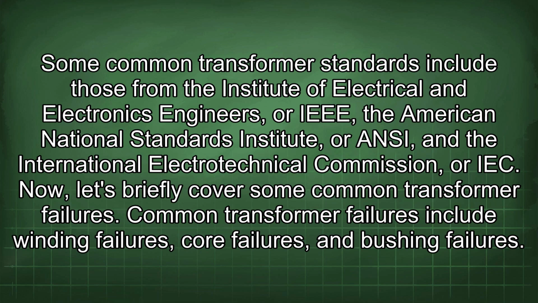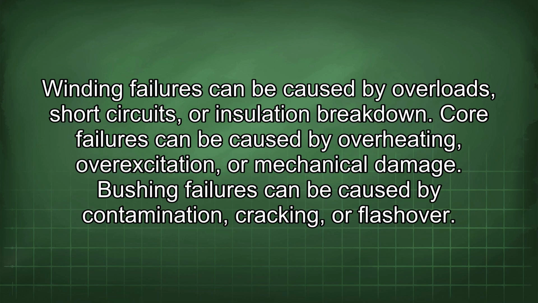Now, let's briefly cover some common transformer failures. Common transformer failures include winding failures, core failures, and bushing failures. Winding failures can be caused by overloads, short circuits, or insulation breakdown. Core failures can be caused by overheating, overexcitation, or mechanical damage. Bushing failures can be caused by contamination, cracking, or a flashover.